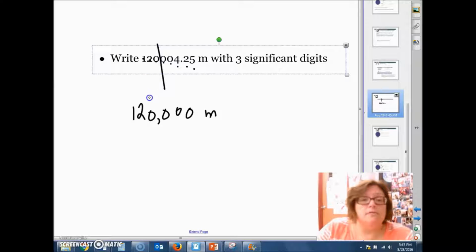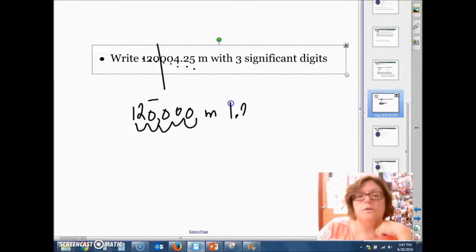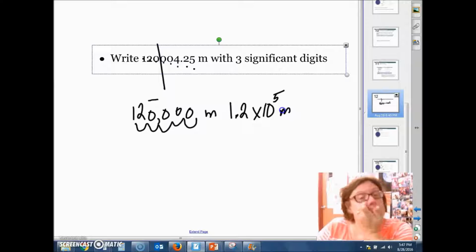Now, in grade school, they may have taught you one way to do that. I don't know. But you can put a solid line over it. But even better than that is to write it in scientific notation. If this is our understood decimal, we're going to go back 1, 2, 3, 4, 5. So we have 1.2 times 10. And since we went to the left, it got bigger. So it's positive. 1.2 times 10 to the 5th meters. Okay?